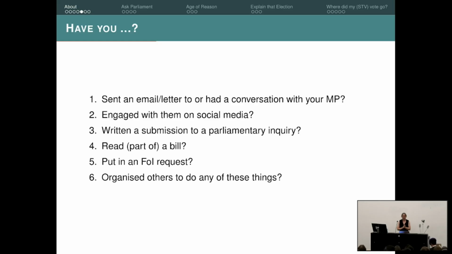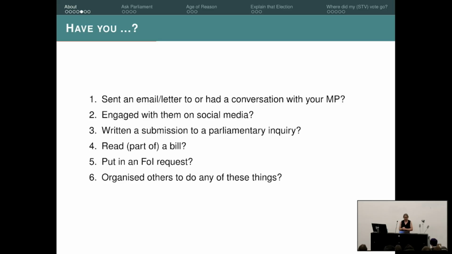Okay, this is where we're having the beginning of audience participation. Put up your hand if you have, number one, sent an email or a letter or had a conversation with your MP. This is a very unrepresentative crowd. Okay, have you engaged with them on social media? Oh, fewer people. Okay, so this is really interesting. I also hate social media, for what it's worth, and have been boycotting ever since Musk bought X. But my guess is that probably for most Australians, those two things are the other way around.